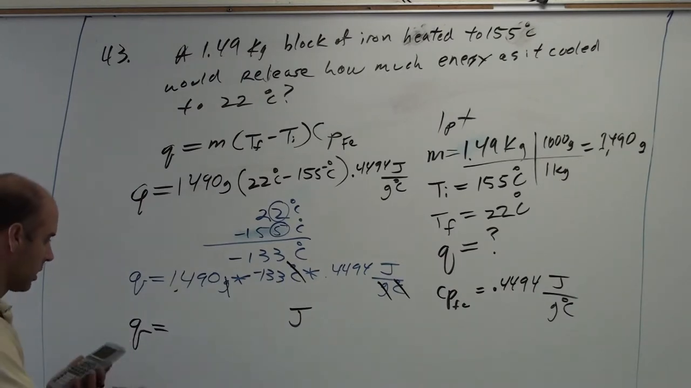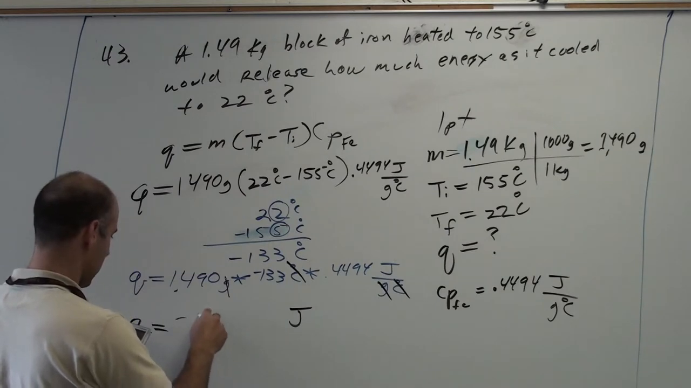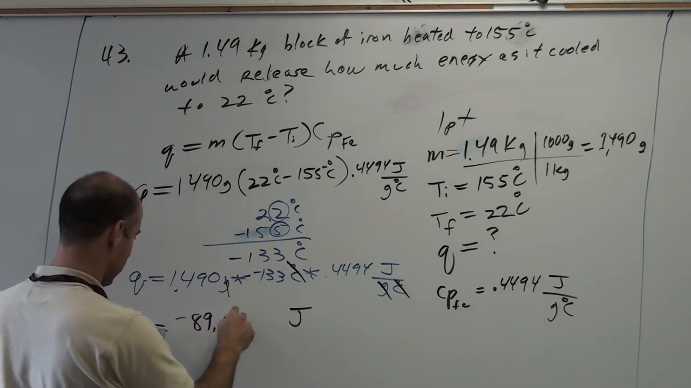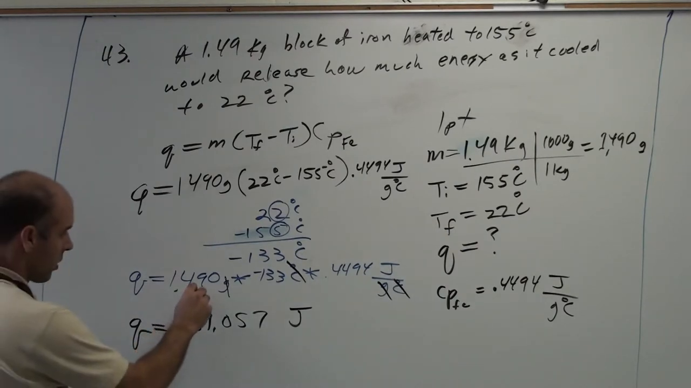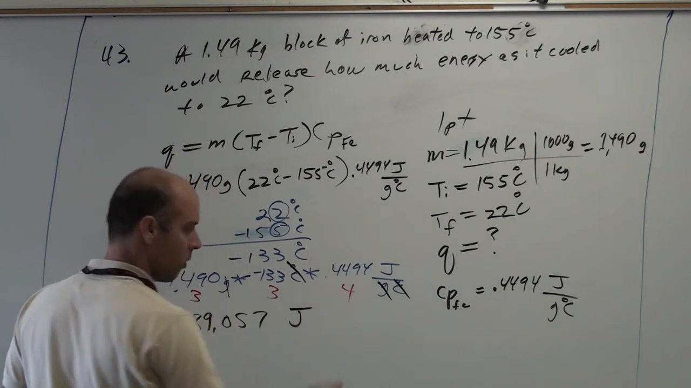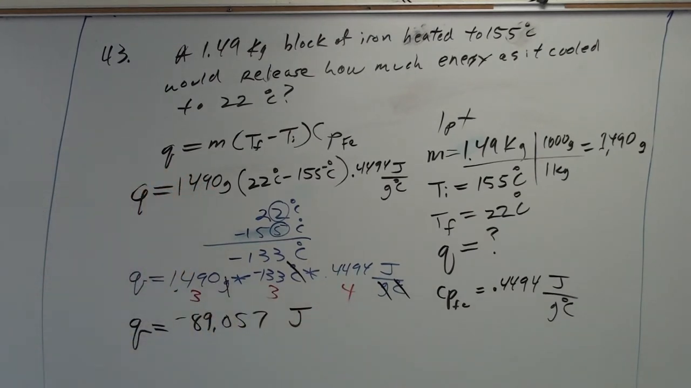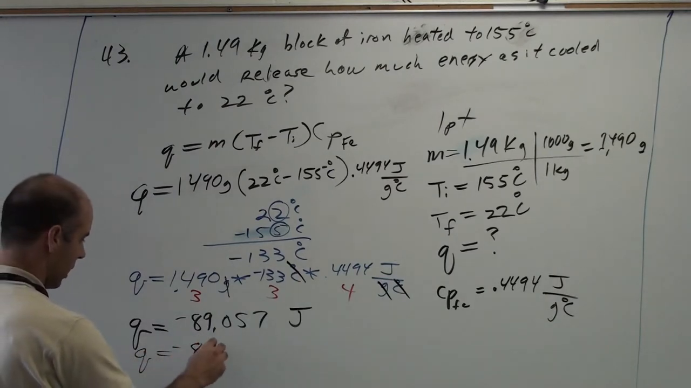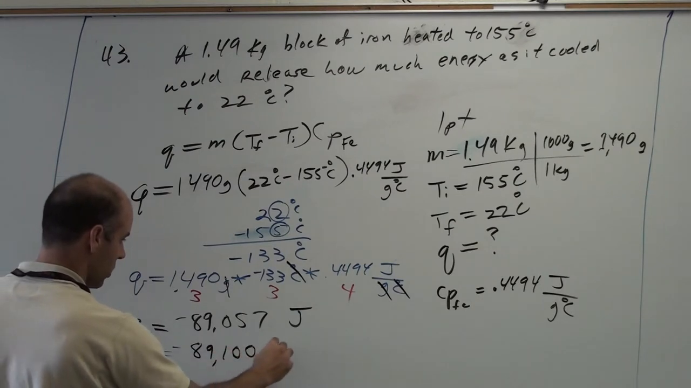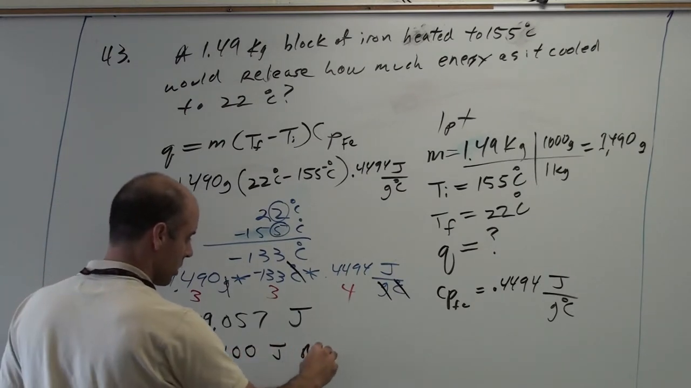And I get negative 89,057. And then we apply sig figs. 3, 3, 4. So we'll round it to 3 sig figs. It becomes negative 89,100 joules released.